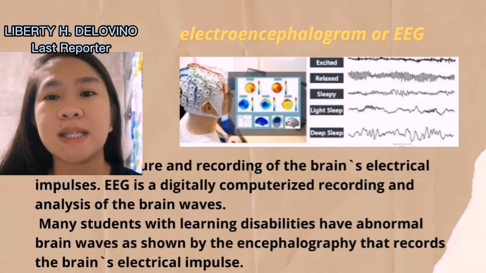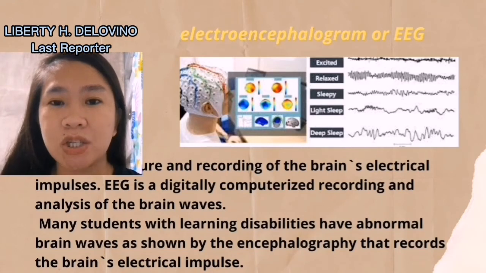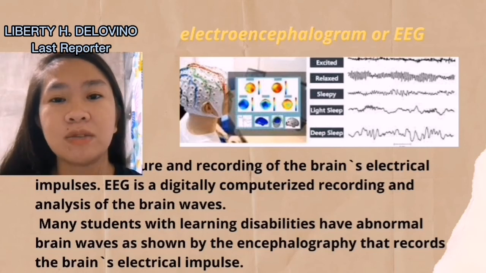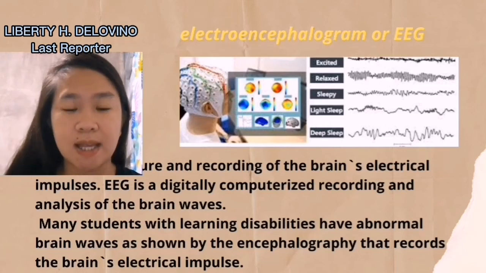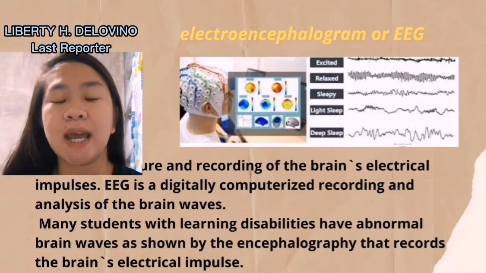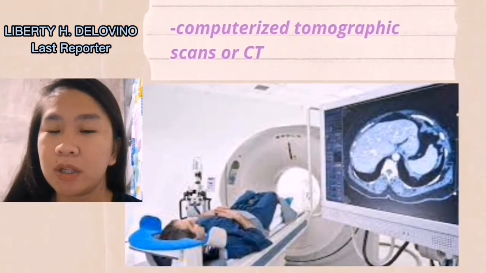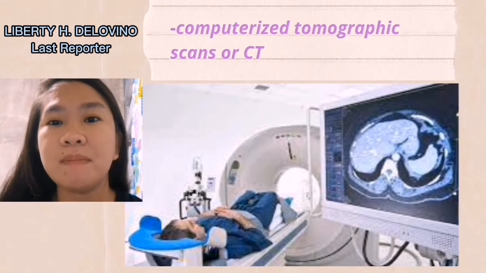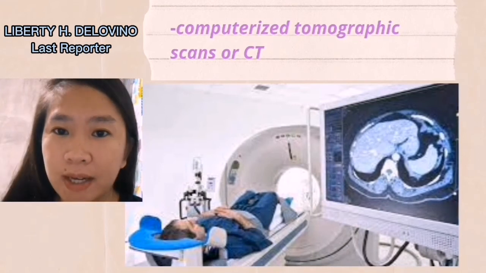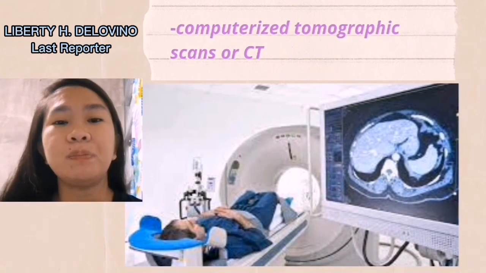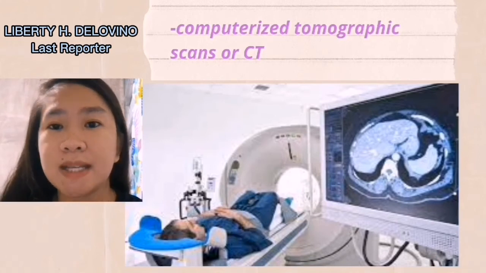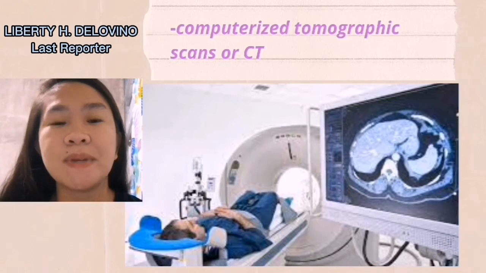Many students with learning disabilities have abnormal brain waves as shown by the encephalograph that records the brain's electrical impulses. And next one is computerized tomographic scans, or what we call a CT scan. This is a neuroimaging technique whereby x-rays of the brain are compiled by a computer to produce an overall picture of the brain. The CT scans enable the neurologist to look at the overlying pathology or physical condition of the brain.